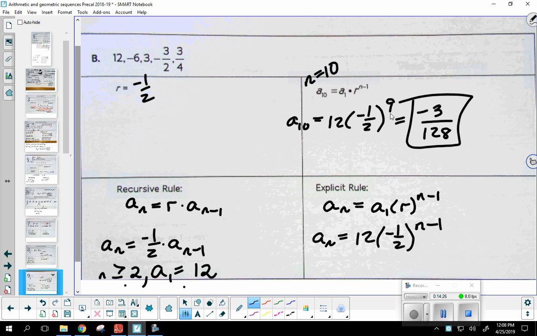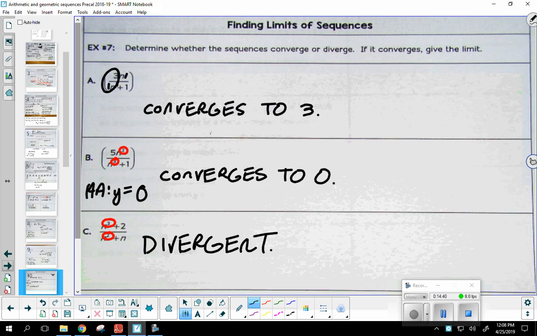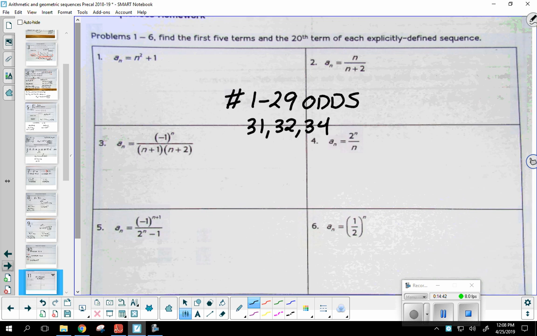Anybody having a hard time with sequences? Arithmetic, geometric, recursive, explicit? Okay. I believe that's the end of the lesson because we already did that yesterday.